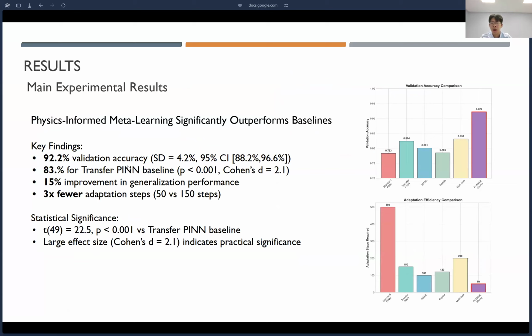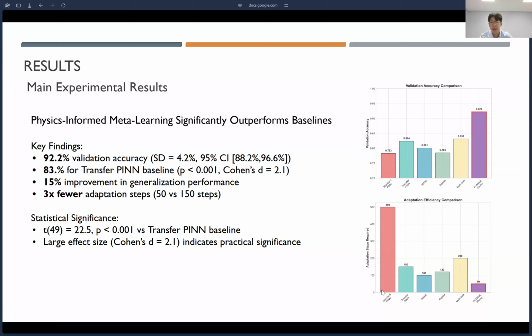And so our main results: you can see our model compared to others in terms of validation accuracy on these low-data sets. We had 92.2% validation accuracy, which beats both the transfer PINN, which is transfer learning over different PINNs, at 0.824, and the standard PINN, trained on one and then evaluated over different models, at 0.783. So there's a 15% improvement in generalization performance. And you can also see 3x fewer adaptation steps compared to when you go to the next problem.